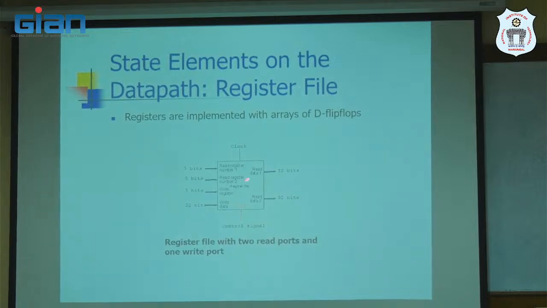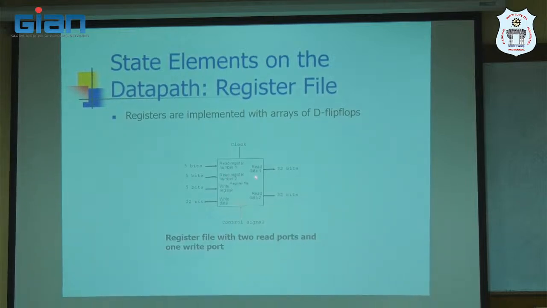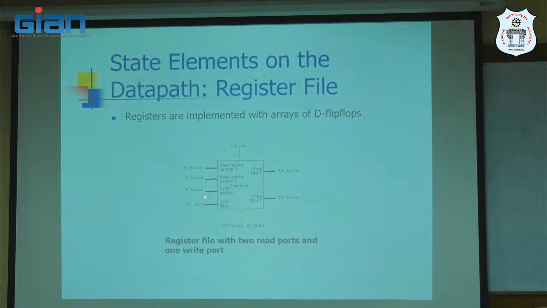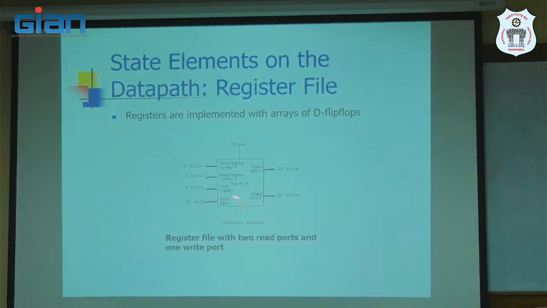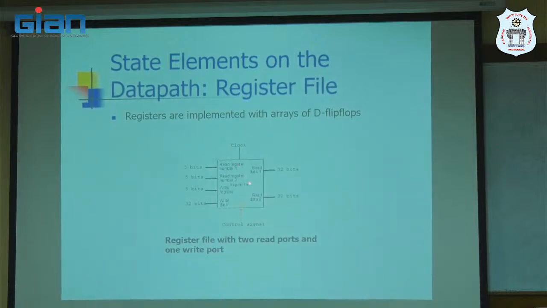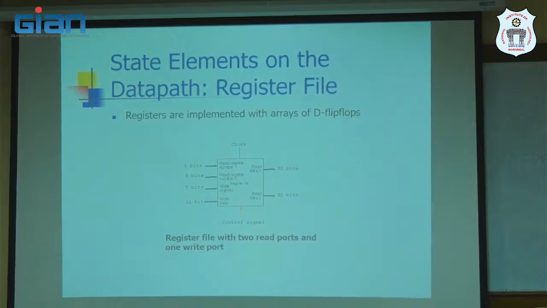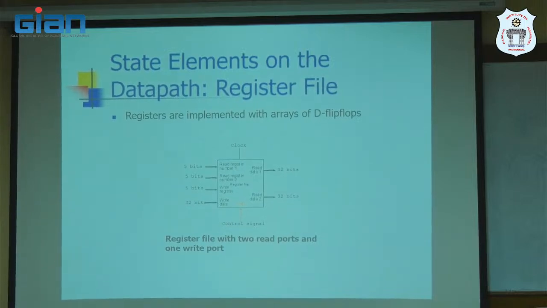This is the register file, which we are going to develop. It is required in the MIPS processor. Internally, this register file contains 32 registers, R0 to R31, each of 32 bits.